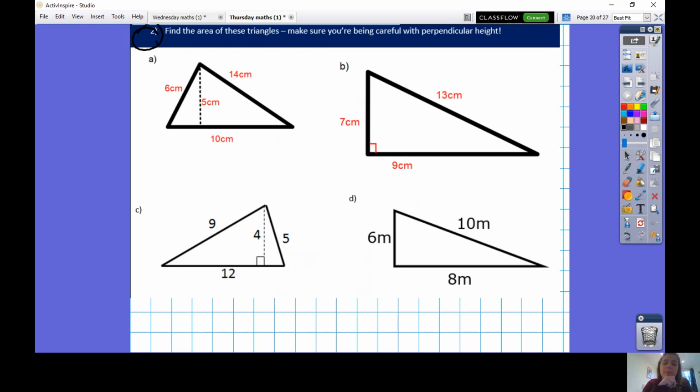This is question 2A, B, C and D, but it's a little bit trickier for you to determine where the perpendicular height is. This one, for some reason, I've forgotten to put on your unit of measurement, so let's say it's millimetres. All of these will be millimetres. Please pause the video and have a go at these 4 questions. There's more questions after this, so make sure you keep on watching.